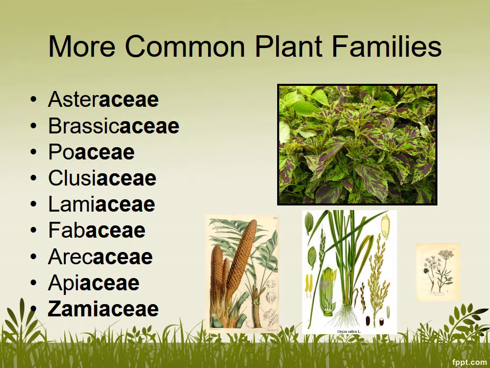You should be starting to notice that all these different family names end in ACEAE. That works the same for insects. That works the same for a lot of different living organisms, but it holds true in the different plant families also. So if you see a name of a group of insects or plants that ends in ACEAE, you know that that's the name of the family.